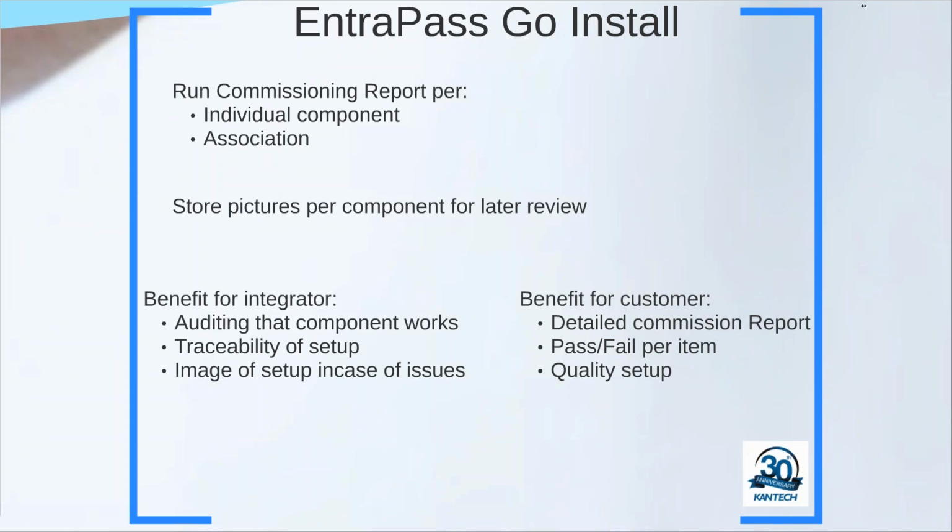Now, there are many ways of running an association report. A commissioning report. You could run it on an individual component, just on the door, just on the reader, or you can run it on the entire association. You know what, let me go test the office door. The office is having problems, I'll test the camera, the intrusion panel, all that. What are the benefits for the integrator?